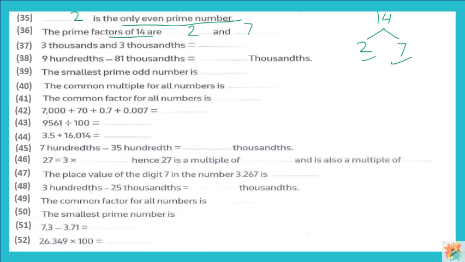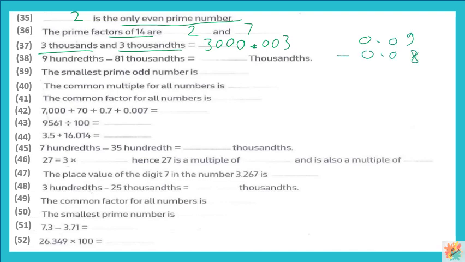The next, 37, 3,000 and 3 thousandths, so 3,000 like that, point, 0, 0, 3. So 3 is in the thousandths place. Okay, the next question, 38. 900 thousandths minus 81 thousandths. 900 thousandths, so it will be 0.9 minus 0.081. ما تنساش عشان تعرف minus لازم يكون ال1 دي above it has a number, so put 0.